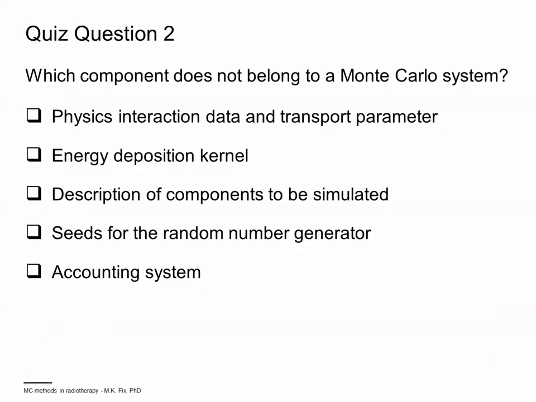This leads me to the quiz question 2. Which component does not belong to a Monte Carlo system? Physics interaction data and transport parameter, energy deposition kernel, description of components to be simulated, seeds for the random number generator, a counting system. Give you another 5 seconds. So the right answer is the energy deposition kernel. They are linked to the convolution superposition algorithms.